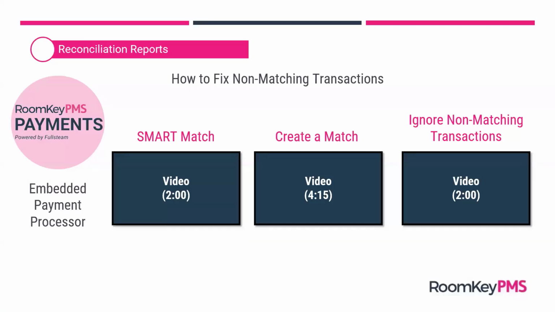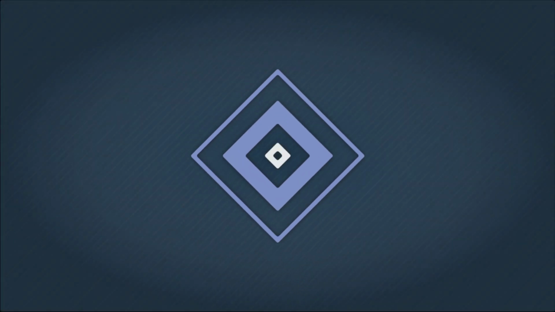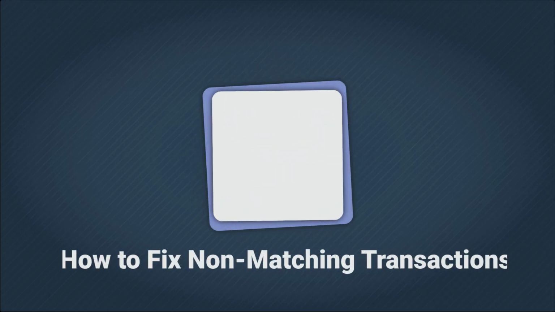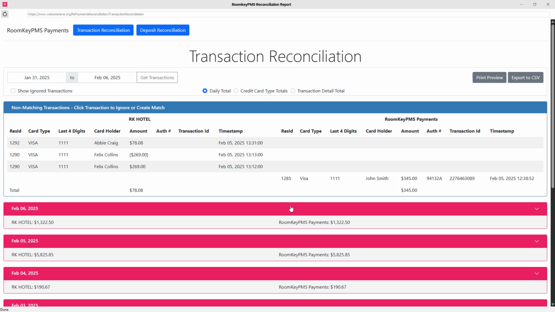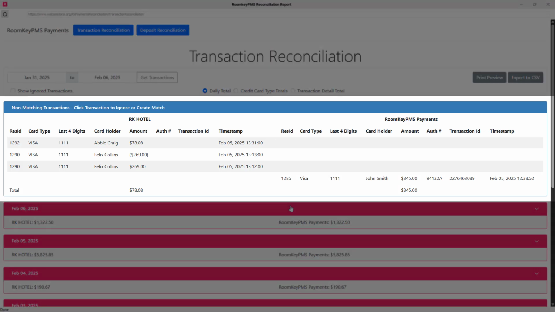So if the non-matching transactions do not qualify for a smart match, we do have other options to create a manual match. And that video here is going to show you how you can create a manual match without the smart match option. This video clip will demonstrate how to fix non-matching transactions when the payment does not appear in the Roomkey PMS payment processor. On the payment reconciliation report, non-matching transactions are grouped together at the top of the screen in blue.